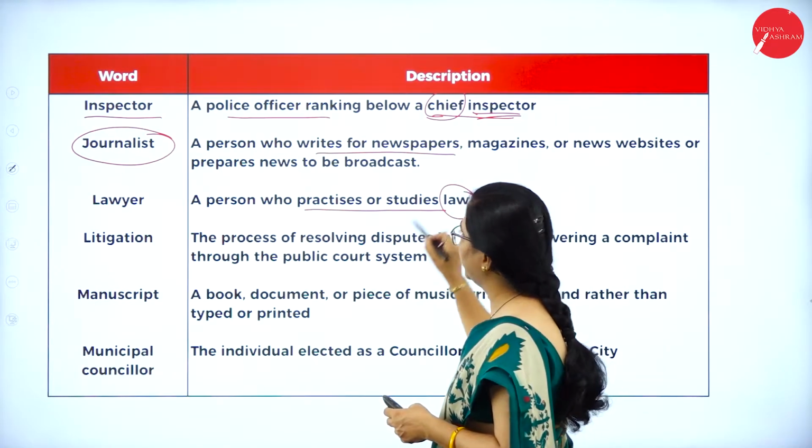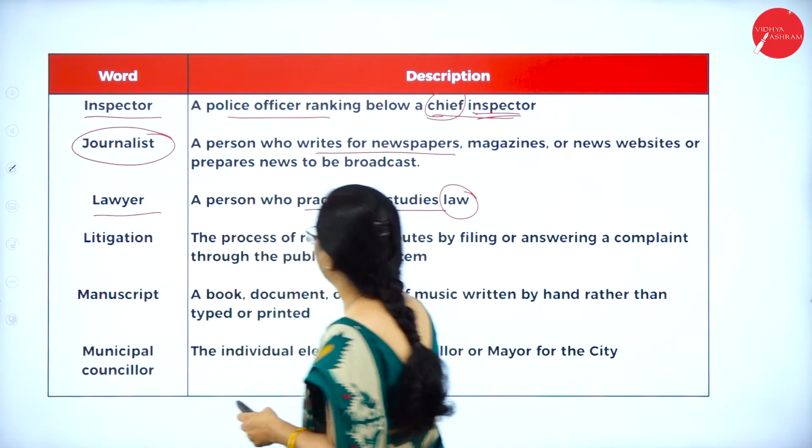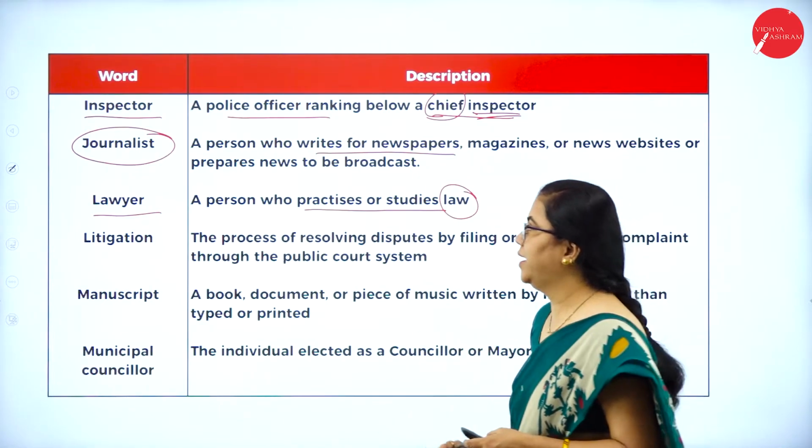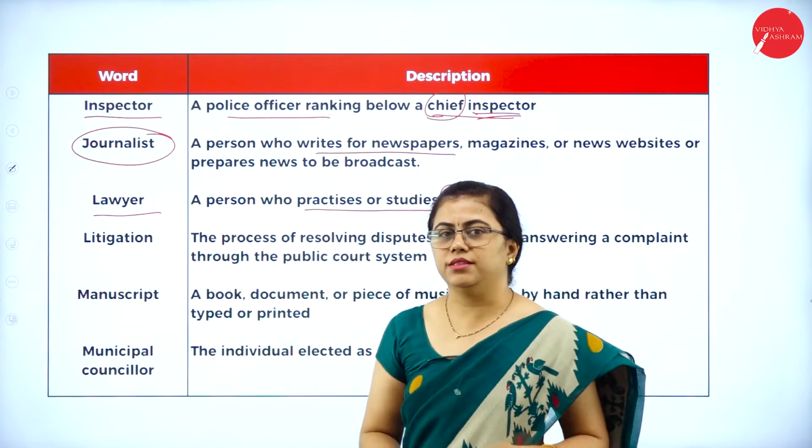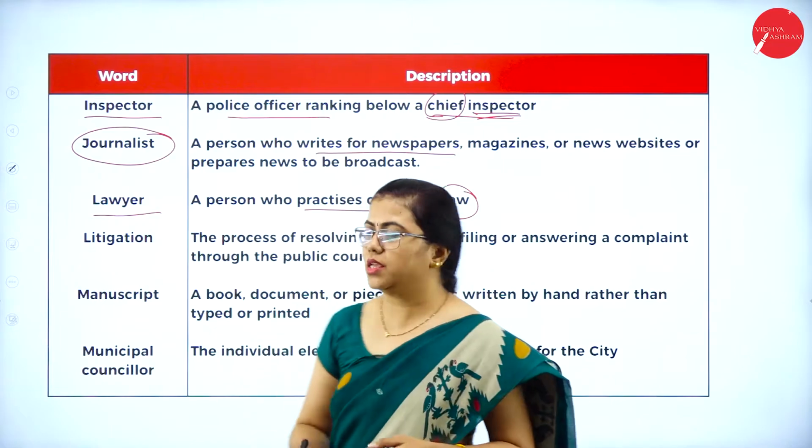Practicing or anything related to law is a lawyer here. So this way you can guess and write. Then you can say Mahatma Gandhiji was a lawyer. Okay. So that you can write.